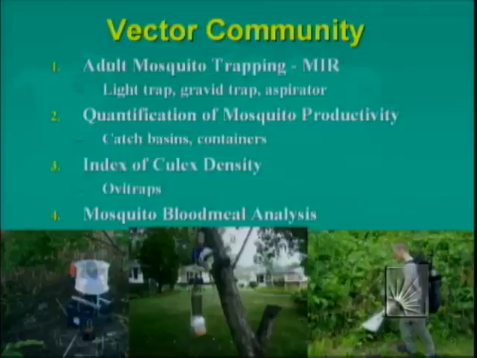So as far as the vector community, we did a lot of mosquito trapping, and you have to trap mosquitoes in many different ways. Otherwise, you get a very biased sample. So we use light traps and gravity traps and aspirators to get the adults.